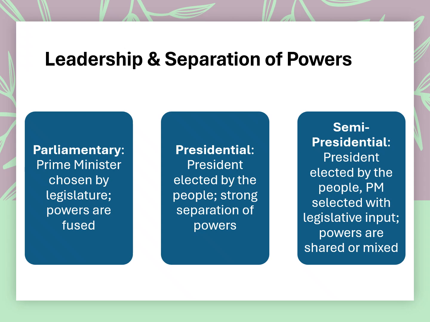First, let's compare how executives are selected and how power is separated in each system. In the parliamentary system, the prime minister is chosen by the legislature, whose powers are then fused. In the presidential system, the president is elected by the people, and there is strong separation of powers. And in a semi-presidential system, the president is elected by the people, but the prime minister is selected with legislative input. So the powers are shared or mixed.